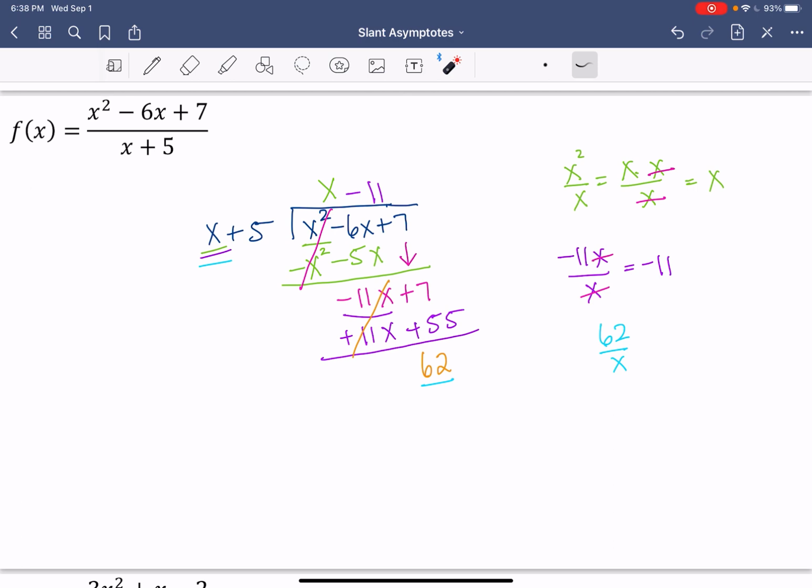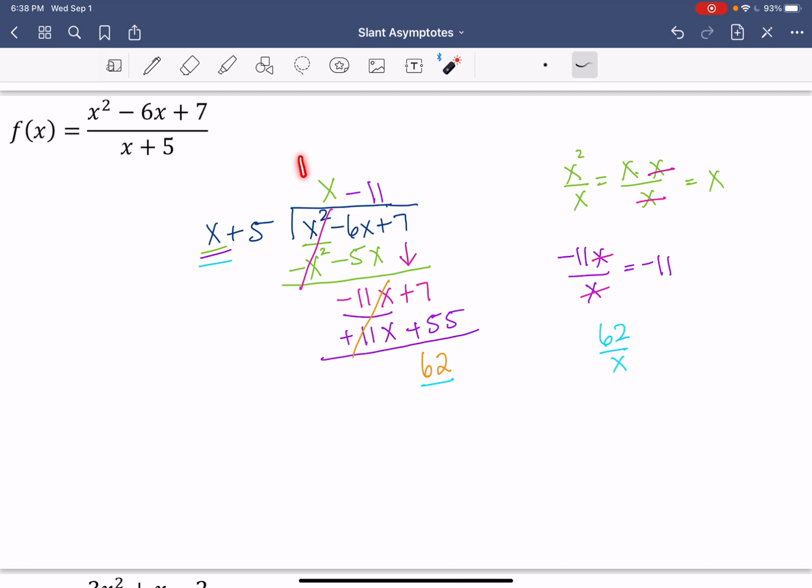So it could be higher or the same, but this one, it's higher at the bottom because it's 0 at the top and 1 at the bottom. So this is when you stop. So that means that the number 62 is going to be your remainder.